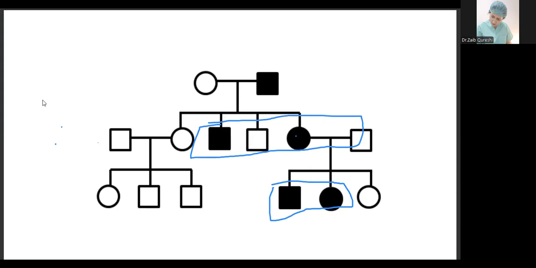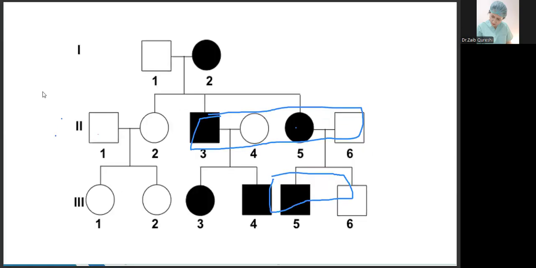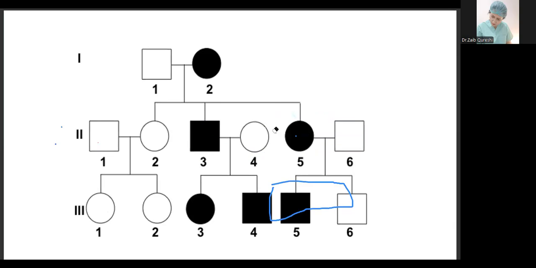I want you to diagnose another chart. Should I provide help? Okay.